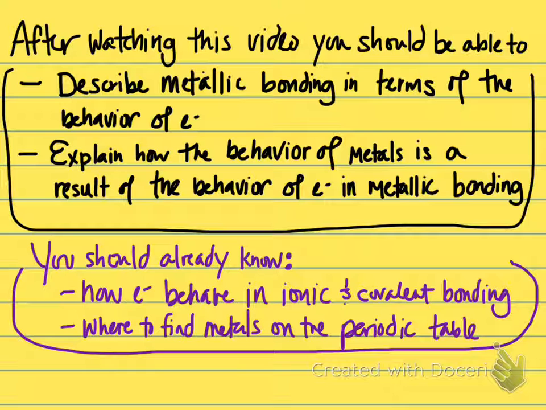Okay, can you describe metallic bonding in terms of the behavior of the electrons, that sea of mobile delocalized electrons? Can you explain how the behavior of metals is actually a result of that sea of electrons?